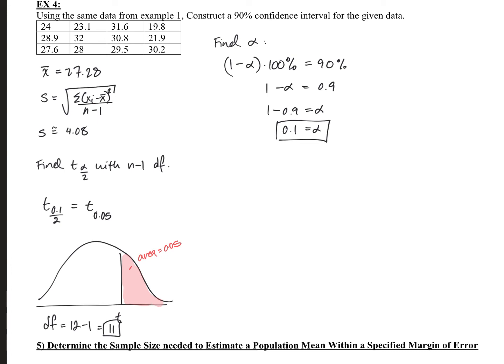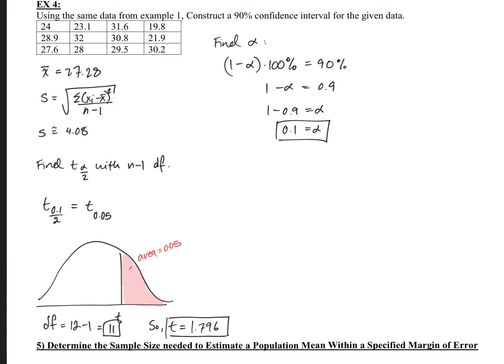So when we do this, we find that, let me find a nice spot to write this. Let's see. So t is going to equal, looking at row 11, column 0.05, we get 1.796. Alright, so we found our t value, 1.796. What are we going to do with that?